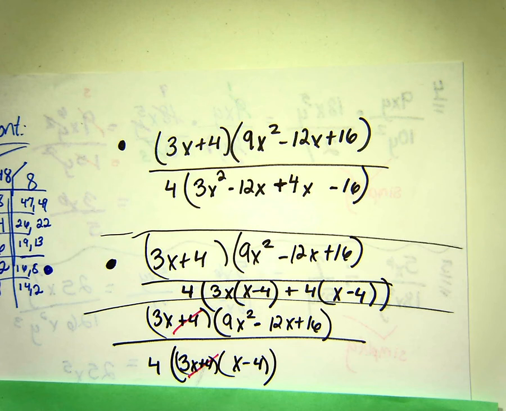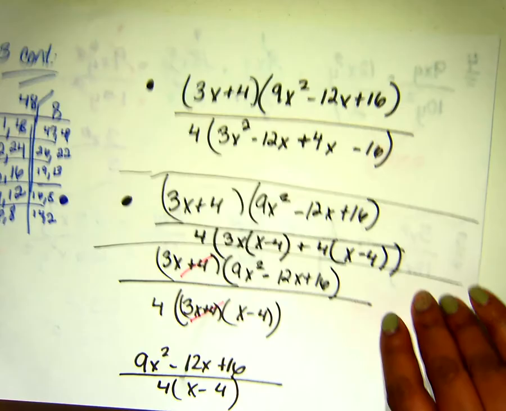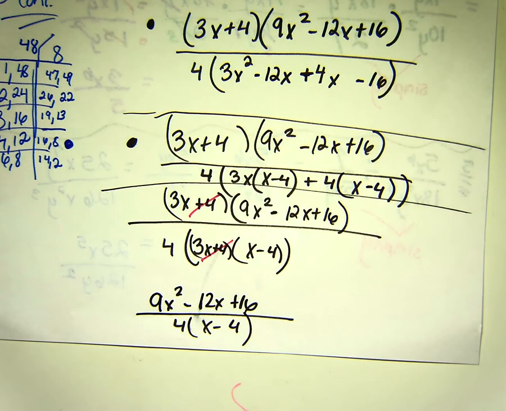Well, look, we have a 3x plus 4 both on the top and the bottom. So we can eliminate those. So now as your final answer, you have 9x squared minus 12x plus 16 over 4 times x minus 4.